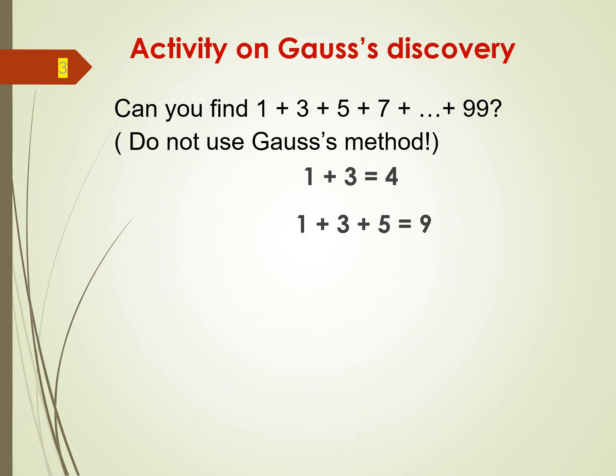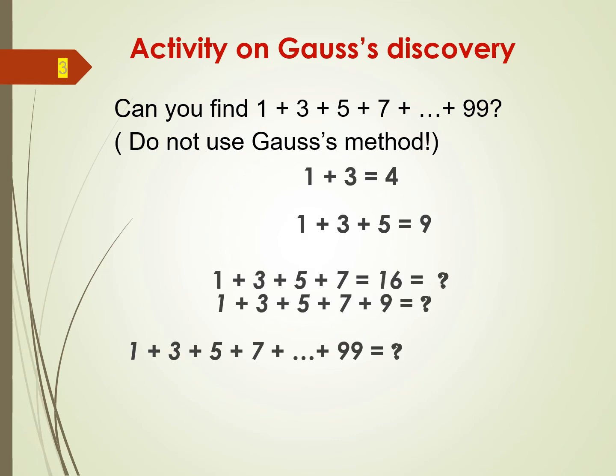1 plus 3 is equal to 4. This is my method. Students can think of their own method. So give them some time so that they can think of their own method. 1 plus 3 plus 5 is equal to 9. When they cannot think of any other method, you can give them hints. But do not give the final answer. Let them find the final answer.